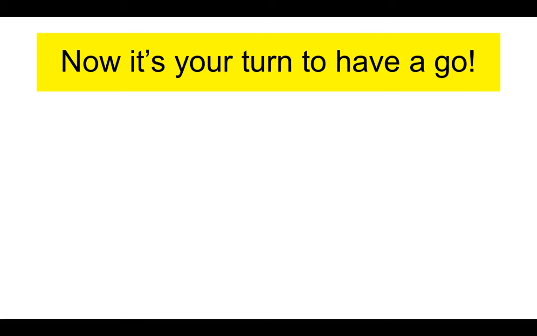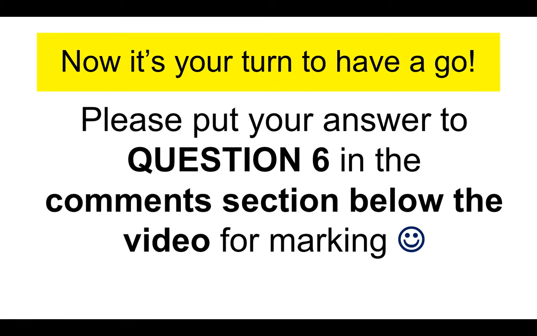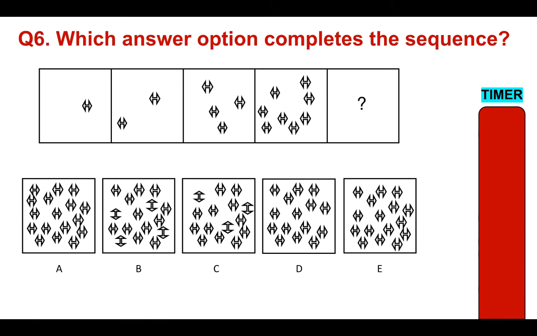So now it's your turn to have another go. Please put your answer to question 6 in the comments section below the video for marking. Again, you have a timer. Now I've given you a little bit longer here because I think it's a little bit tougher, but I've given you 20 seconds to answer this question. So which answer option completes the sequence from A, B, C, D, or E? Here's the timer.